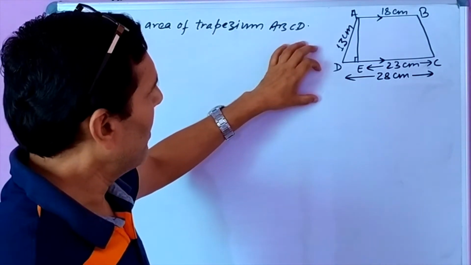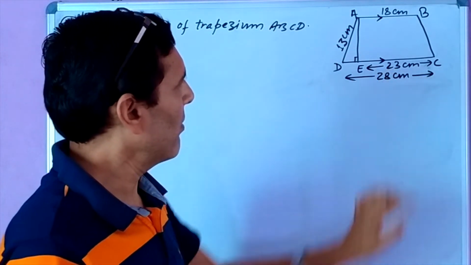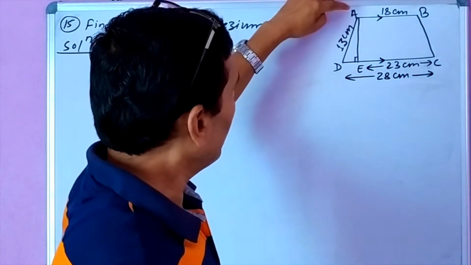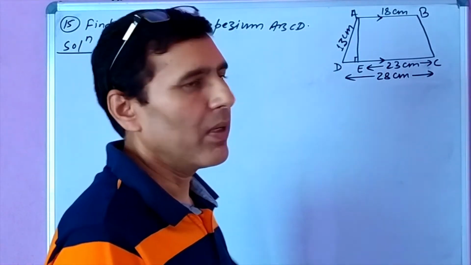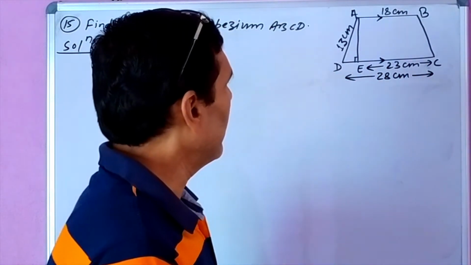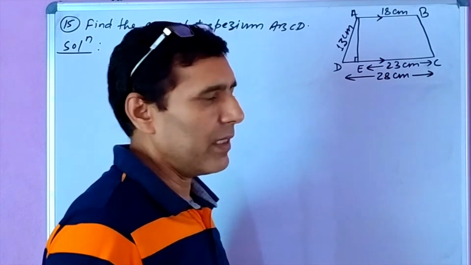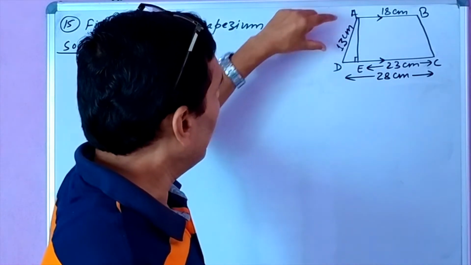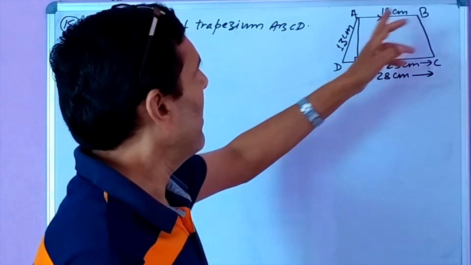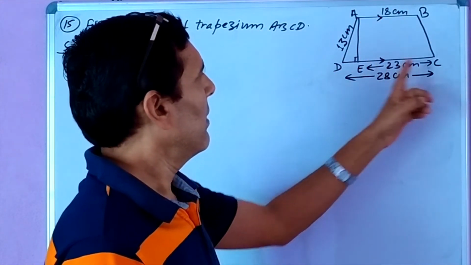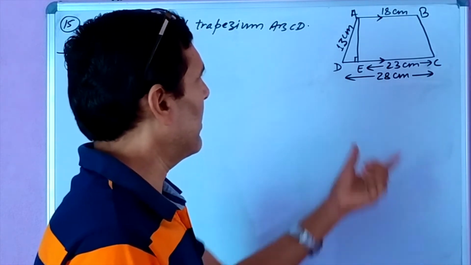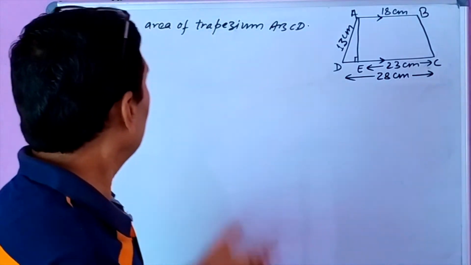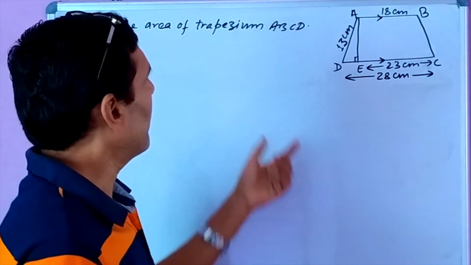And in this trapezium, it is given that AE is perpendicular to CD, that is, AE is the height of the trapezium, the length of the perpendicular from one vertex to the opposite side. It is a height, it should be toward the parallel sides. AD is given 13 centimeter, AB 18 centimeter, EC 23 centimeter, and CD 28 centimeter. Our question is to find the area of trapezium ABCD.